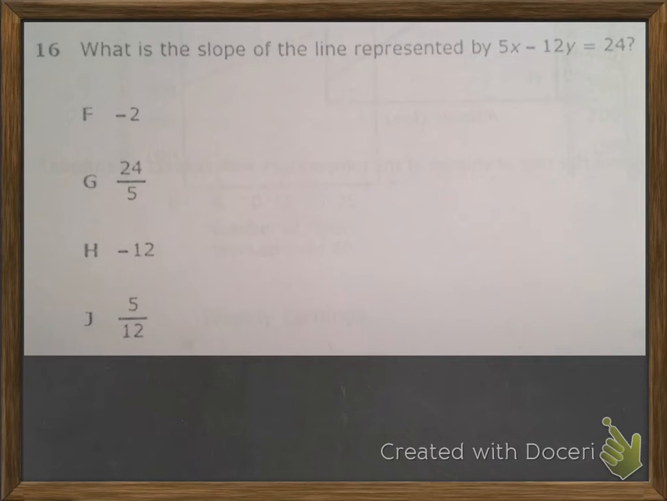Page 5, number 16, what is the slope of the line represented by 5x minus 12y equals 24? This form is in standard form. Unfortunately, in this form, I cannot see my slope. So what we're probably going to have to do is rearrange it into slope-intercept form. So remember, there's always two steps to do that.